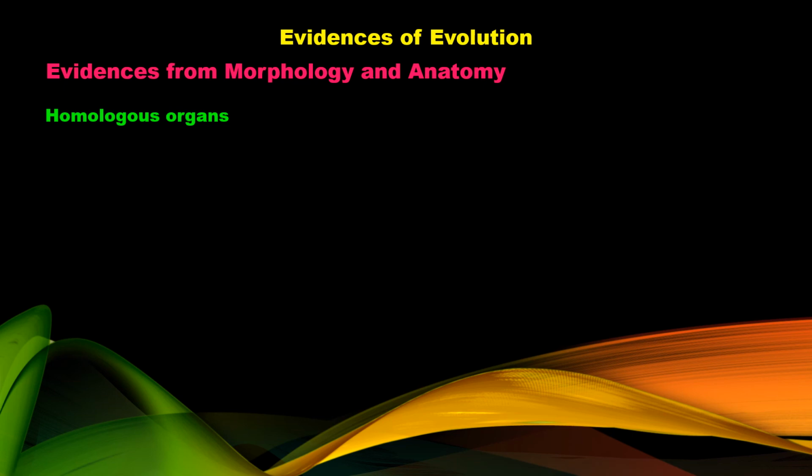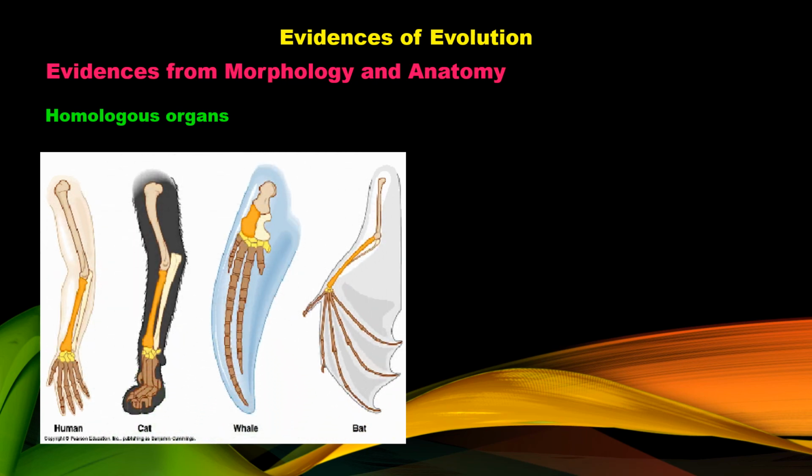For example, see the diagram: human, cat, whale. The human hand, the front leg of the cat, the flipper of the whale, and the wing of the bat look dissimilar. They have different structures and are adapted to different functions. Their looks are dissimilar and their functions are different, but their basic developmental structure of bone is similar. So it is a homologous organ.